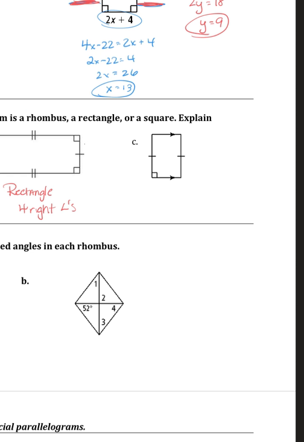Now this one's a little bit trickier. We know this is a parallelogram from the directions, so I know opposite angles are congruent. I know consecutive angles are supplementary, so 180 minus 90 tells me that this angle is also 90, which means this one is too. So again, this has 4 right angles. The sides are not all the same, so this is just a rectangle because it's got 4 right angles.